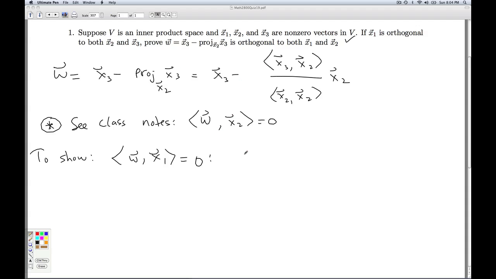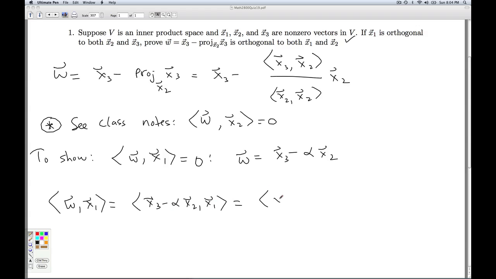To make things less cluttered, I'm just going to look at W as x3 minus some scalar times x2, because that's really all we need here. So W inner product with x1 is x3 minus some multiple of x2 inner product with x1. Now, I use the linearity of the inner product to write this as x3 inner product with x1 minus alpha times x2 inner product with x1.